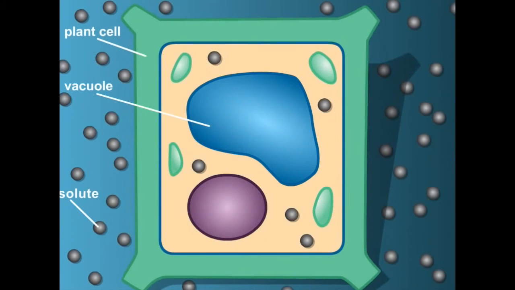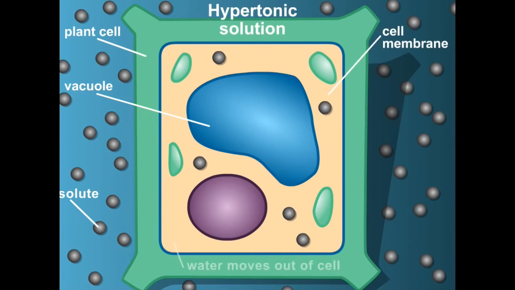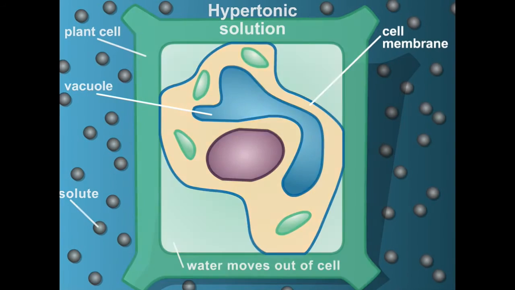Plant cells are surrounded by strong cell walls, which can withstand high internal pressures without bursting. In a hypertonic solution, the cell membrane shrinks within the cell, but the cell wall remains intact. This is called plasmolysis.